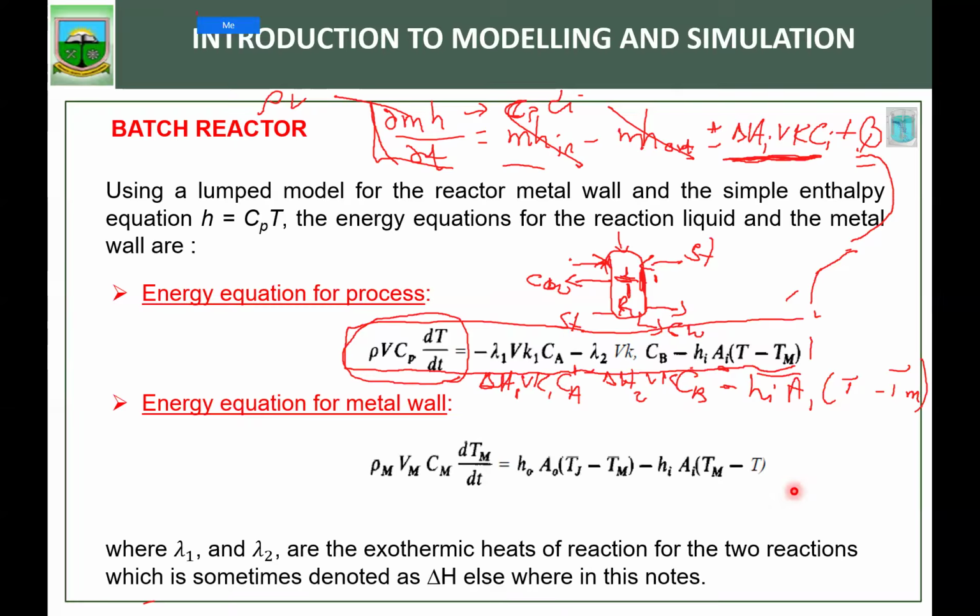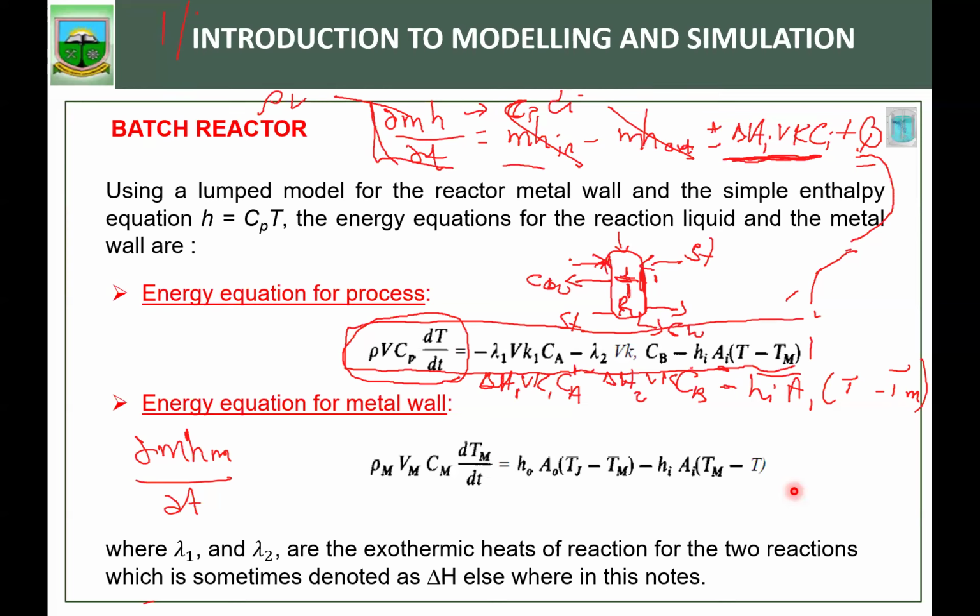So let's look at the energy balance for the metal. Energy balance for the metal will be equal to what? The temperature on the metal. So it's the same way. So you're going to just have delta MH of the metal over dt, right?